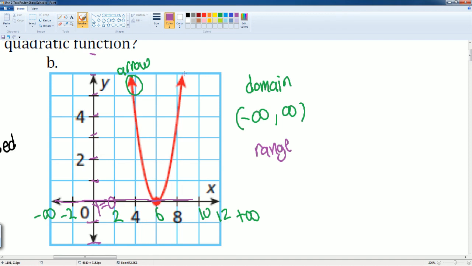We keep going because again there's an arrow. We go all the way to positive infinity. So the range starts from 0 all the way to positive infinity. At positive infinity, we open it, and at 0 it touches 0, so we close it at 0. So there you go. That is number 1.